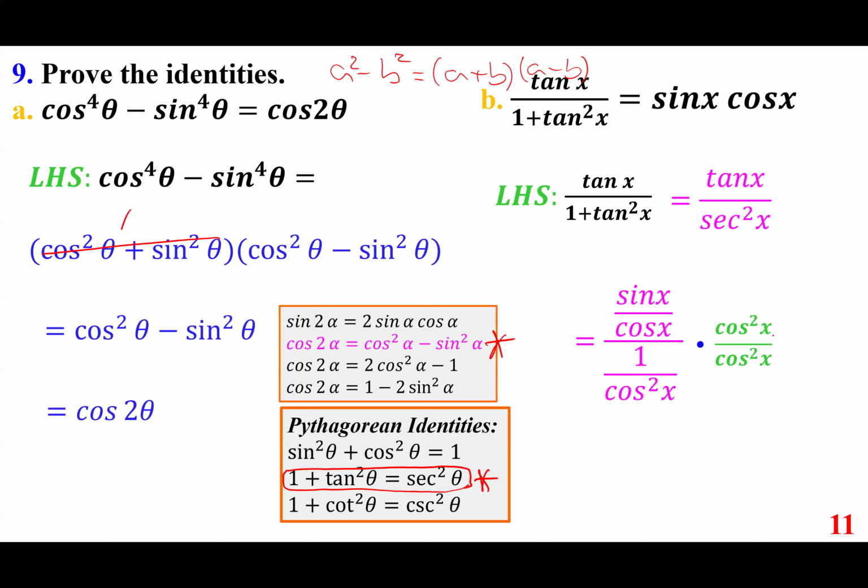When we multiply these two, we simply get sine x times cosine x. These two cancel each other. So sine x cosine x is the final answer, which is the right-hand side. So we proved that works.